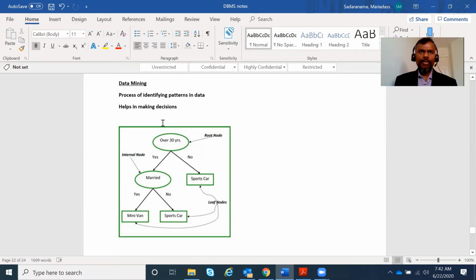You're mining your data, picking up certain data. Now it asks me a question: is the person over 30 years? You say yes. The next question is, is the person married? Yes. Again, there may be another question, let's say, does the person have children? Yes. Then the recommendation would be that it's best to buy a minivan. But how is this decision arrived at?